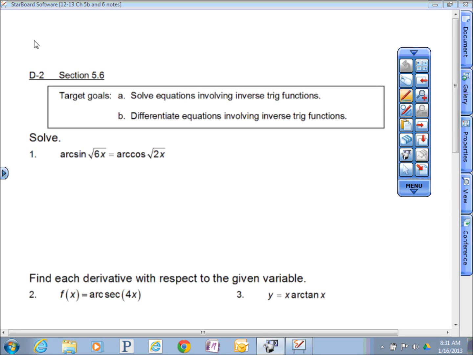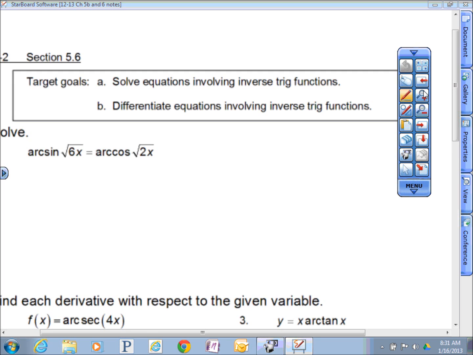Second day, section 5.6, and we're going to do some more work with inverse trig functions today. So first goal, we're going to solve some equations. Problem number 1 is our first goal, and then problems 2 through the end, we're going to be taking derivatives of equations that have inverse trig functions in them. So a bit of a challenge here. We're going to try to create a little bit of space.